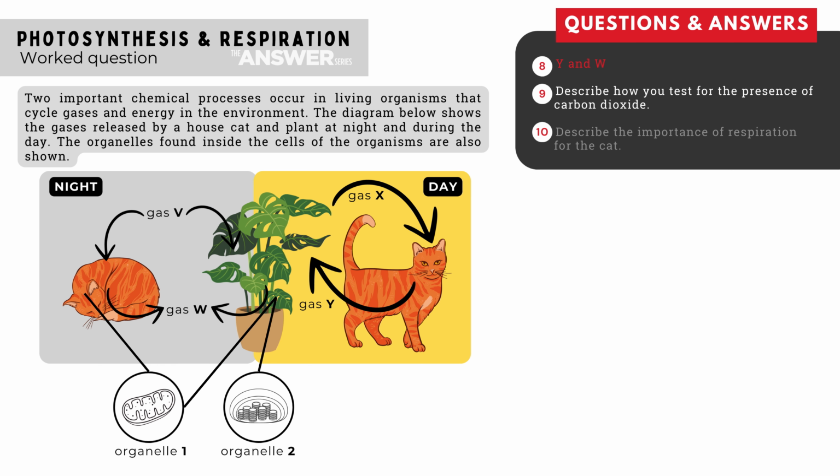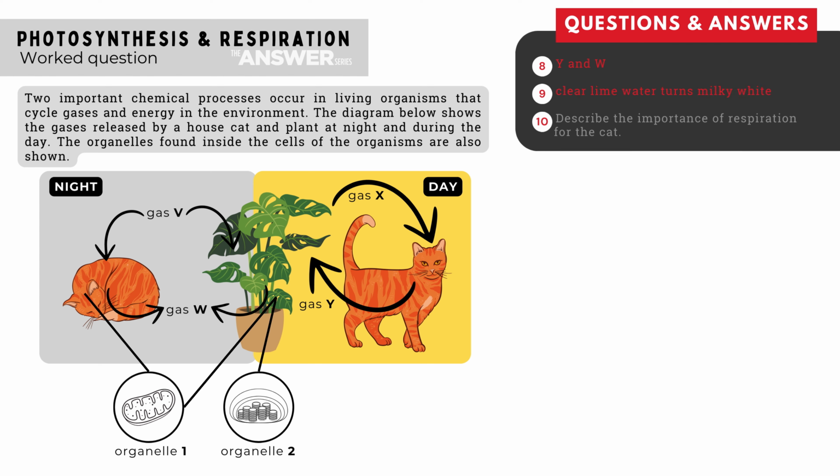Question 9. Describe how you would test for the presence of carbon dioxide. So this is also work that you had to learn. You don't have to provide a long description of a whole practical. It's just how do you test whether carbon dioxide is present. It's all about the use of clear lime water, which is the indicator for carbon dioxide. And how does it indicate carbon dioxide is present? The clear lime water will turn a milky white color.